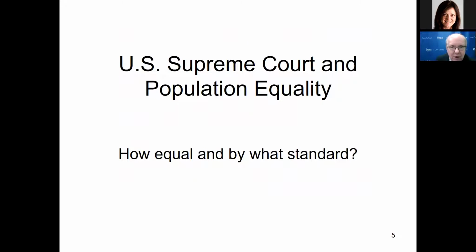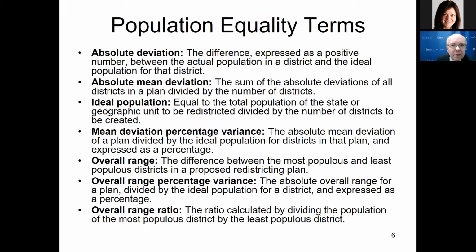What about population equality? The United States Supreme Court has rendered several decisions establishing this requirement. The key is how equal, and by what standard, districts should be equal. Important to note, before discussing population equality, are several terms. There are really two key percentages. When people refer to deviation percentages, it generally refers to two calculations. One, which is defined here, is the mean deviation percentage variance. What you do is take the population of the districts in a plan and compare it to the ideal population for those districts and express that as a percentage.